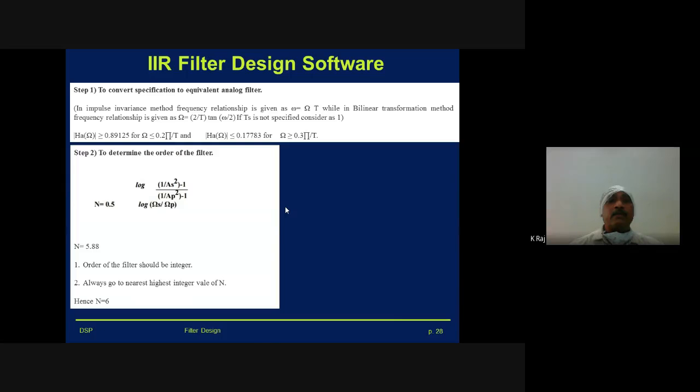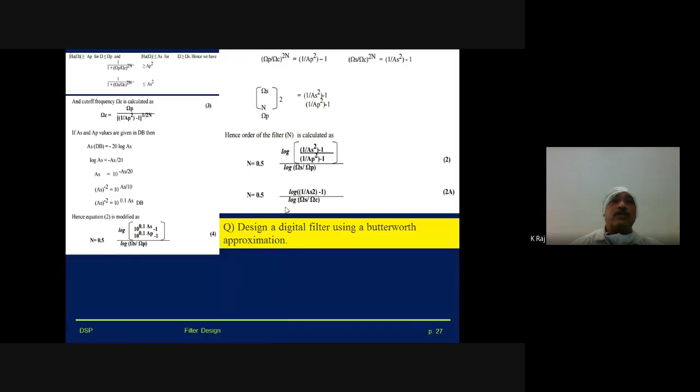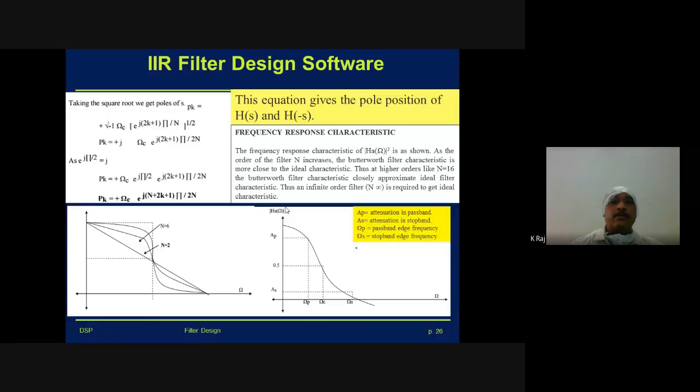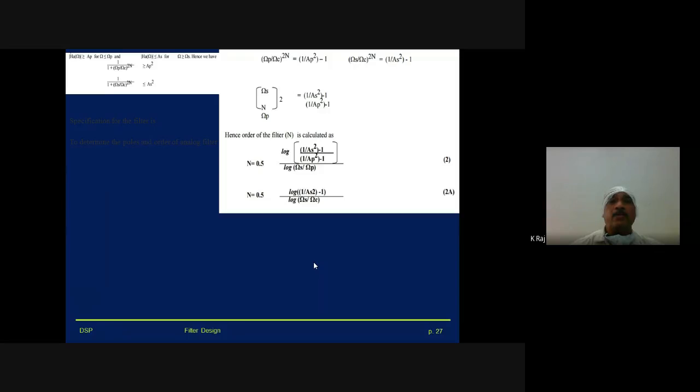After that, the next step is to determine the order of the filter. How the order of the filter will be determined, this formula will be different for the different types of approximation, because we have derived this relation from where? See here, we have considered the Butterworth approximation. For the Butterworth approximation, the equation is given here. So from this equation, we have derived how the n will be calculated.